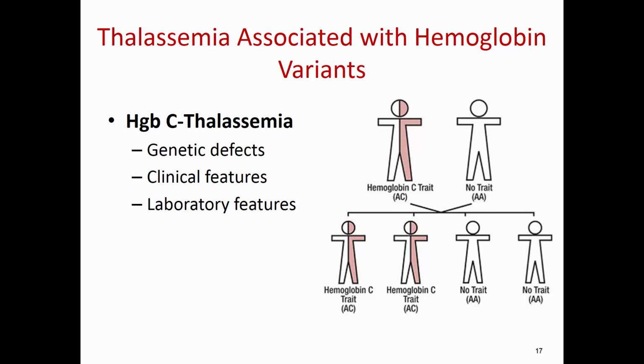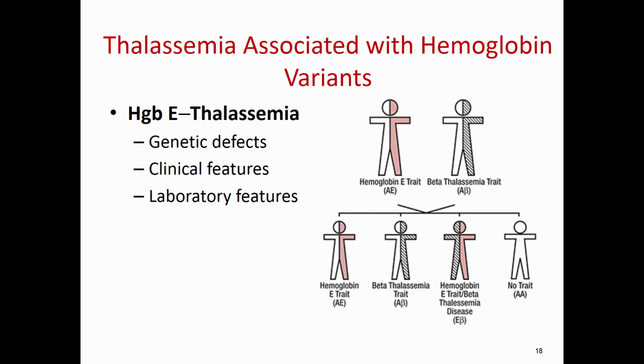So we have a similar thing with hemoglobin C and thalassemia. Hemoglobin C by itself doesn't cause too much harm. But when you combine it with thalassemia, the symptoms of anemia are going to worsen. It's going to be much more severe, moderate to severe. The same thing is true for hemoglobin E. Hemoglobin E by itself is going to be symptomless. It's going to be asymptomatic.